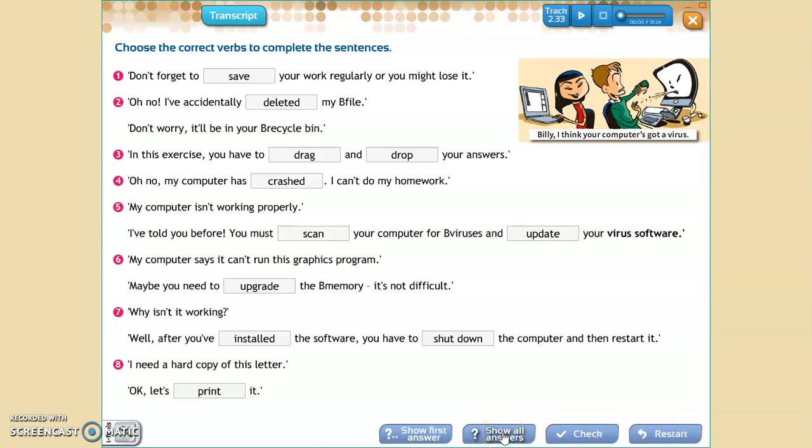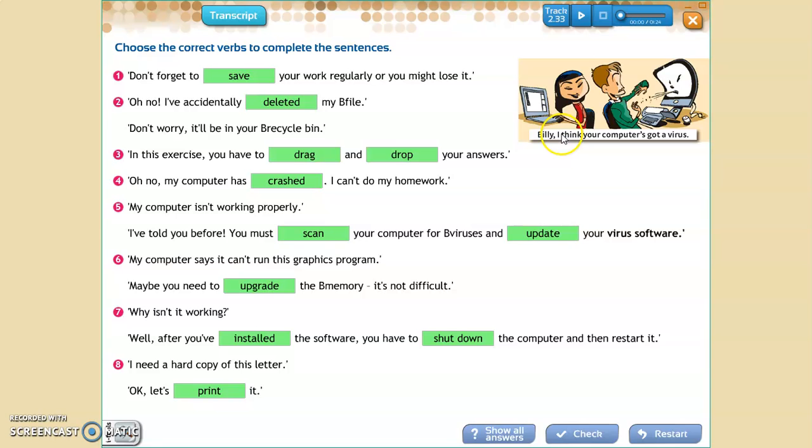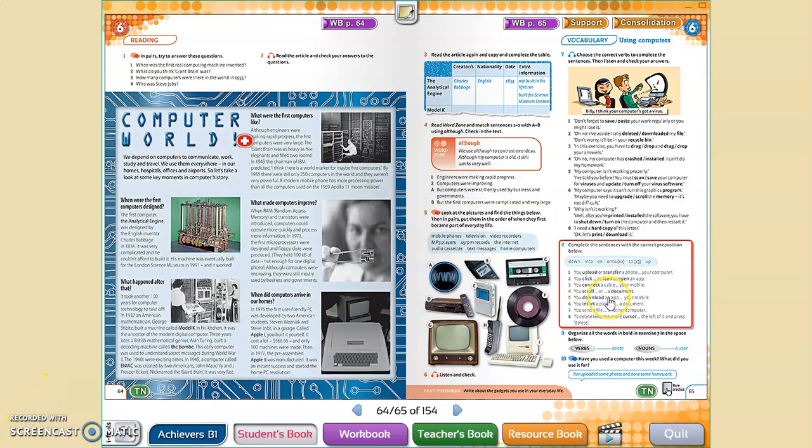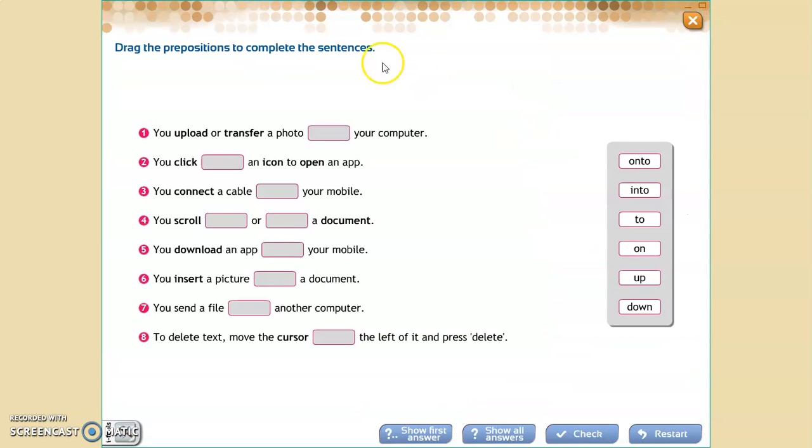Okay, let's do it. Yay, all of them are totally and absolutely correct. Okay, let's see. So the last exercise that we are going to do today is about prepositions. The instruction says drag the prepositions to complete the sentences.